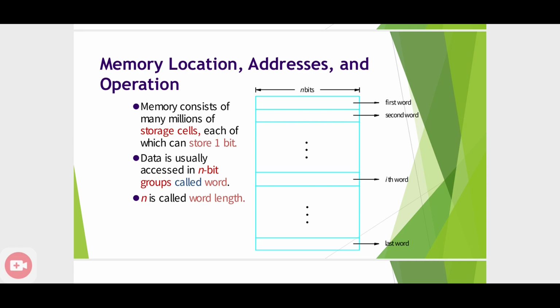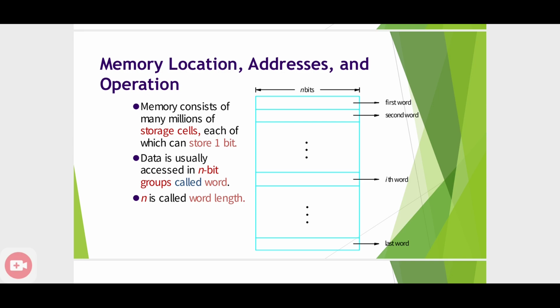Data is generally accessed from this memory by using a group of n bits known as a word. An n bit group is called a word, and that n is the word length. If it is 8 bit, 8 is the length of the word. So memory is arranged as storage cells, and each cell can be used for storing one bit.